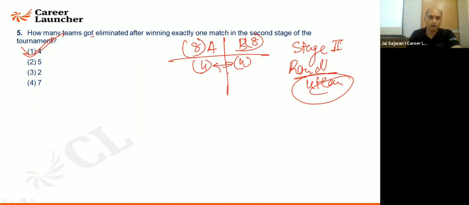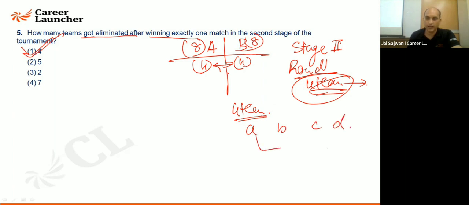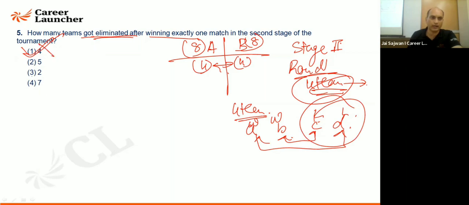Okay, sorry. How many teams get eliminated after winning exactly 1 match? So there are 4 teams. If only 1 match is to be played, 4 teams will be losing after 1 match, and 4 teams will be moving to the next round. So how many teams got eliminated after winning exactly 1 match? All these 4 teams have won 1 match each. Say they are named A, B, C, D. A plays against D, B plays against C. Can I say A wins, B wins? So C and D both are going to lose. So how many teams got eliminated? Can I say it is only 2 teams?